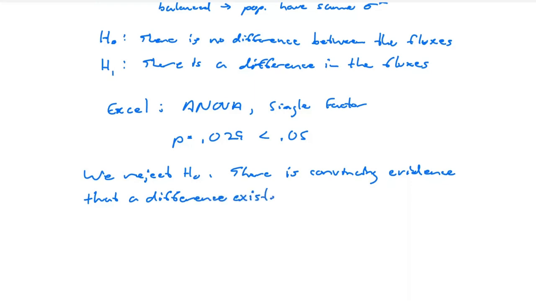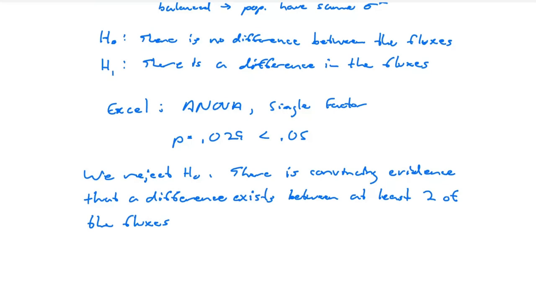A difference exists between. Now, in this case, we don't know if there's a difference between all the fluxes, or if there's just a difference between two of the fluxes. So what we tend to say here is that it exists between at least two of the fluxes, because that's all we can say. We can't really get into any more detail than that.